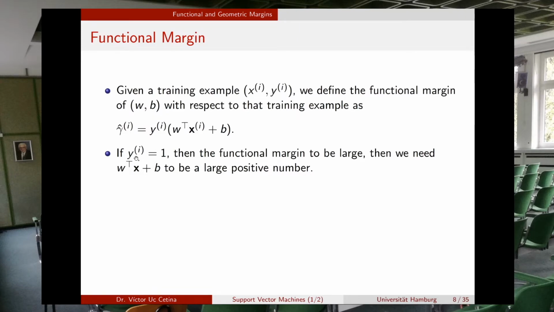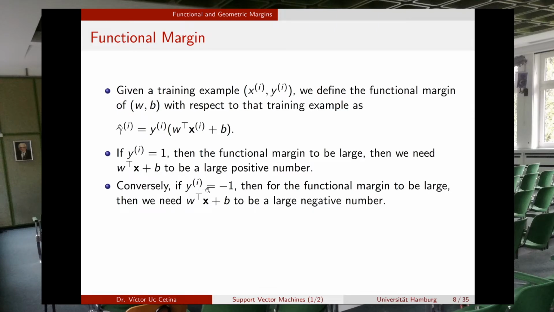So if the label is +1, then for the functional margin to be large, we need the evaluation of the model, this expression here, to be a large positive number. Because here we have 1, if we want this product to be large, then we need the second factor, this expression, to be a large number.